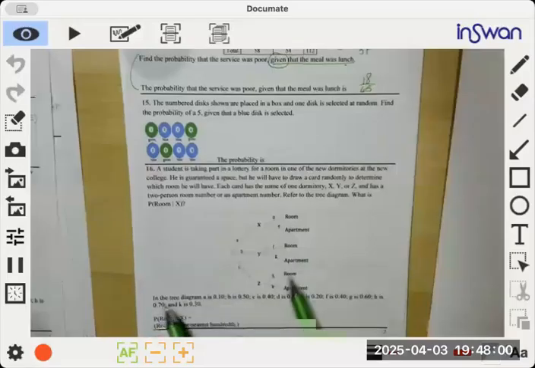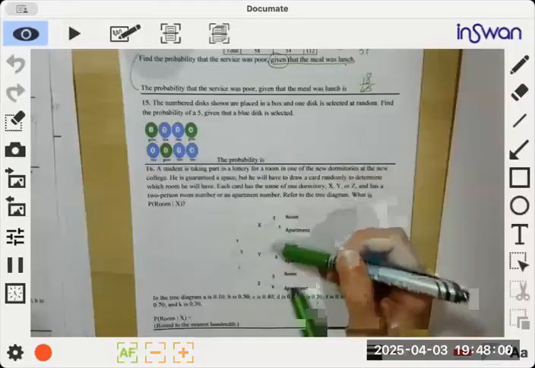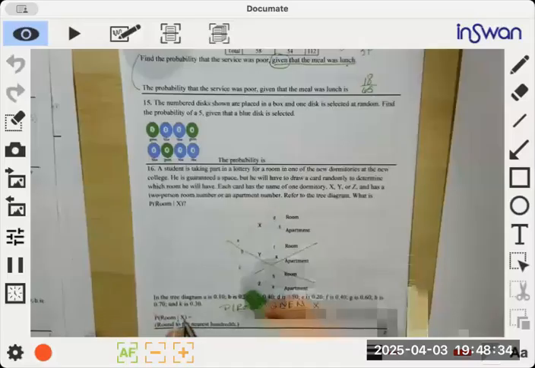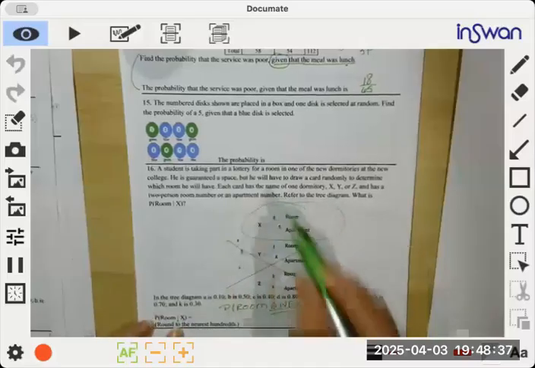I'm not even going to worry about this yet. So this is asking for the probability of a room. That line right there means given that they are choosing X. So since we're choosing X, we're not worried about anything else right here. Because it's given X, we're only looking at the X's.